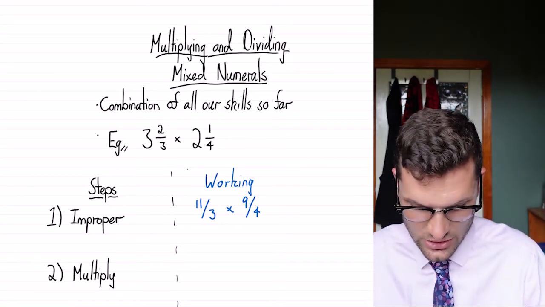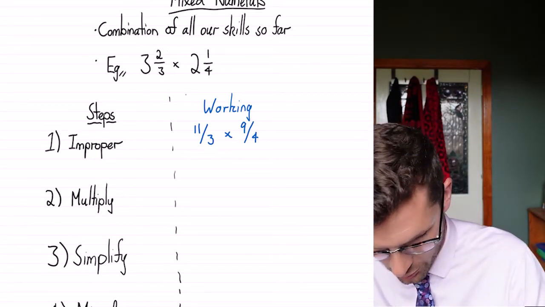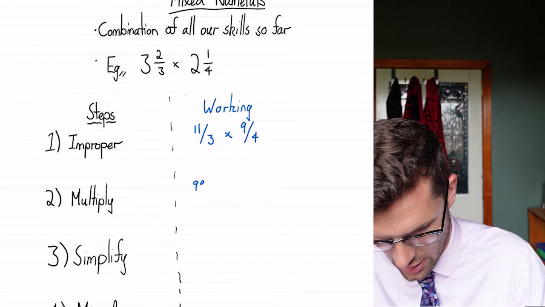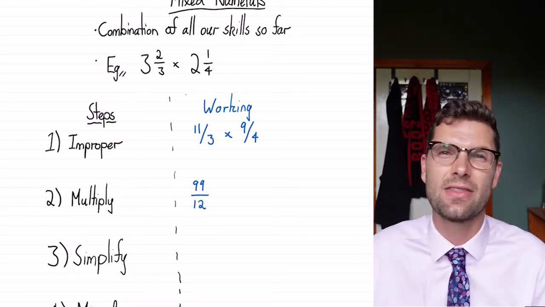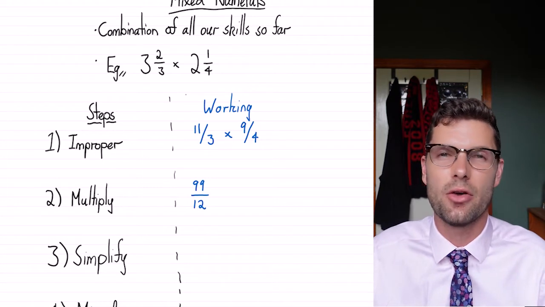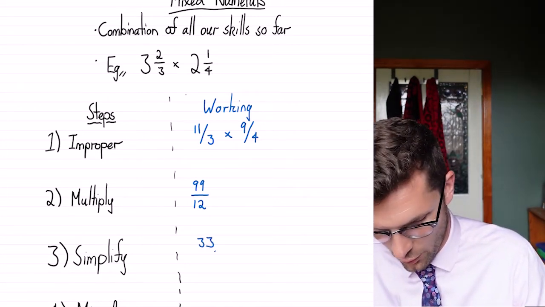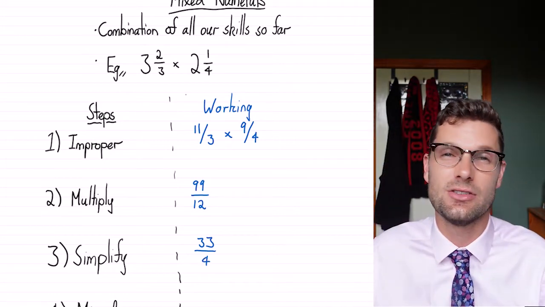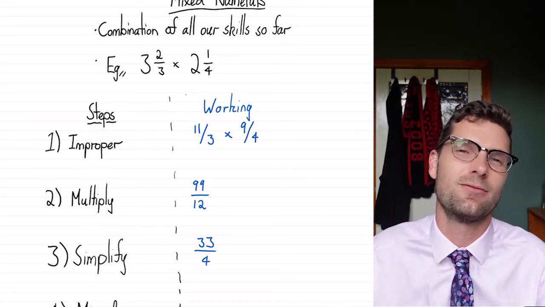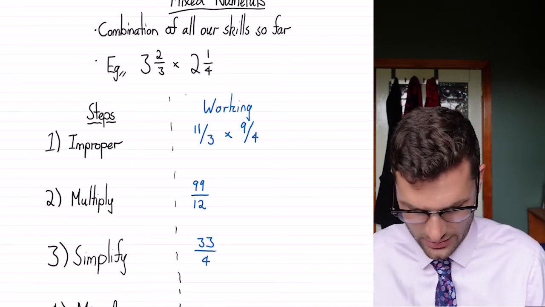Once we've got to there, we just have to multiply these as we usually do. So we multiply the top, which gives us 99 over 12. Then we're going to have to simplify this. So I know that 3 goes into both of these numbers, so that becomes 33 over 4. I would highly recommend using a calculator if you can in that section, right? But if you can't, have a look for any of those common things.